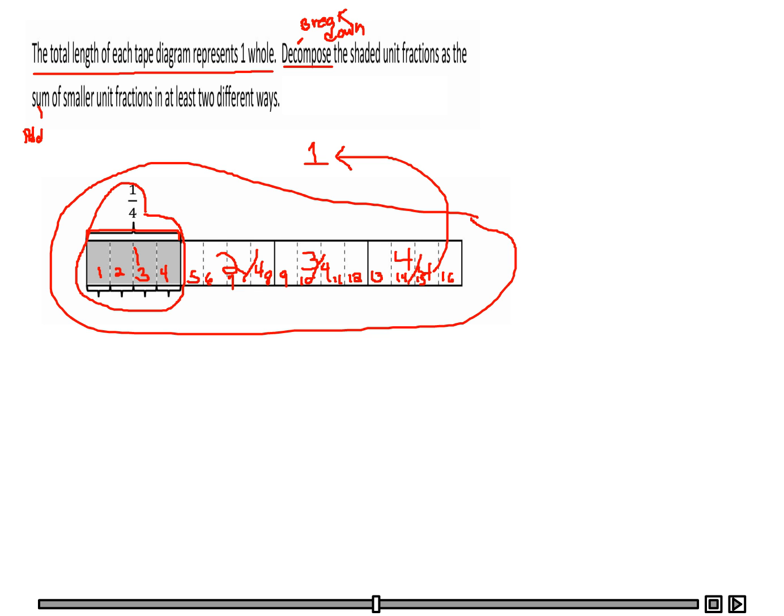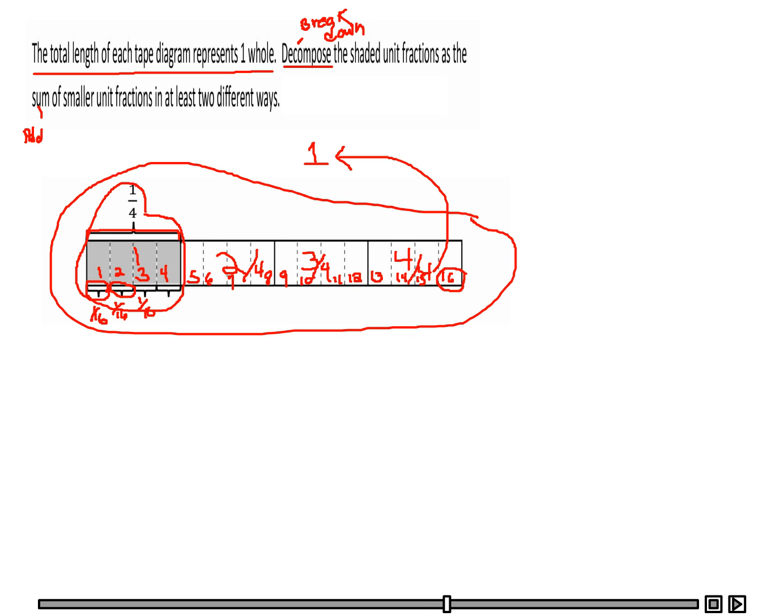So again, I go to the top. Each unit is broken into 4 equal parts, a larger unit. The smaller units, as you can see here, are broken into 16. So we have 16 total smaller units. So each one is going to be 1/16. Okay, so these are the smaller units, 1/16.